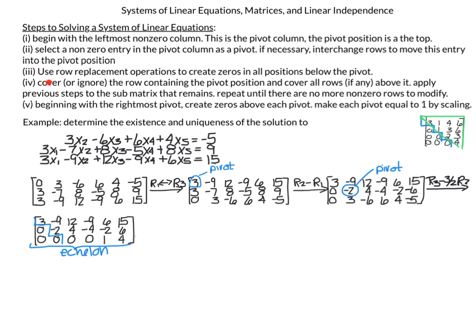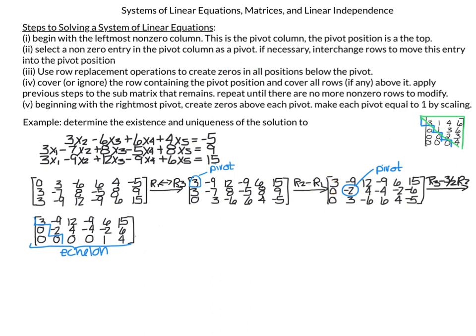Okay, so the next step, use row replacement operations to create zeros in all positions below the pivot. So we want zeros. Well, there's a 0 here, so we just need this to be made into a 0. So we add R2 minus R1, and we get a 0 in this position here. Looking over here, we've created zeros in all positions below our first pivot.